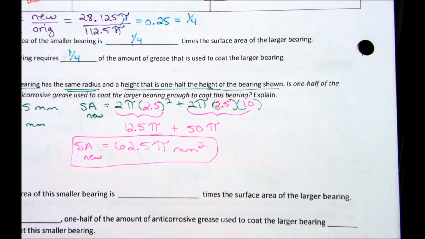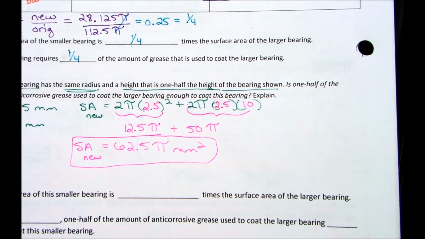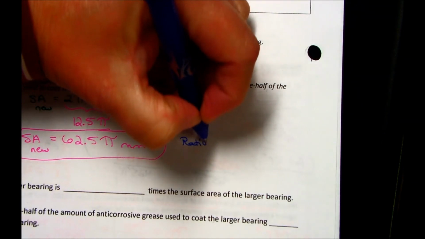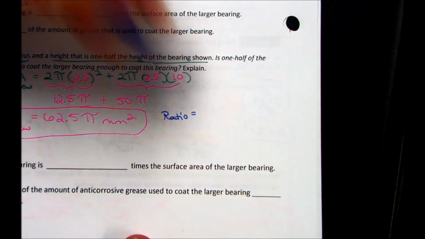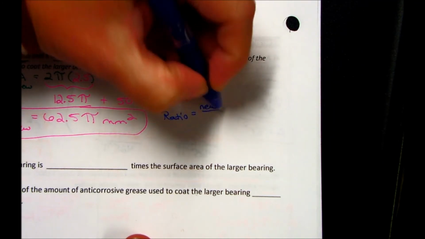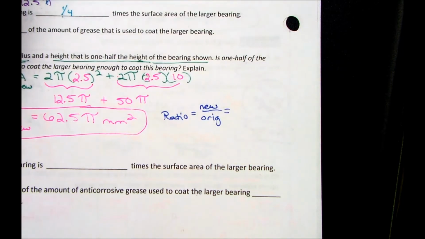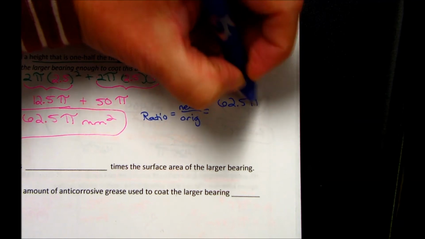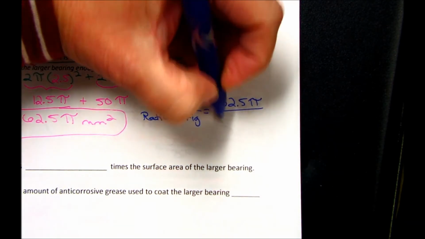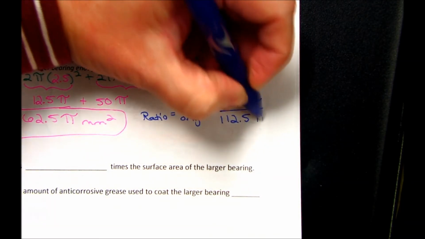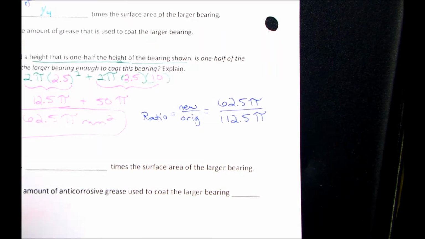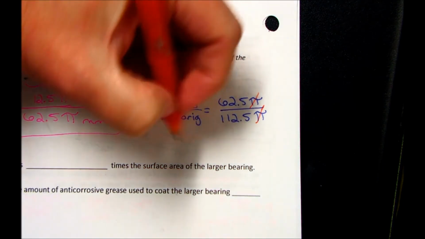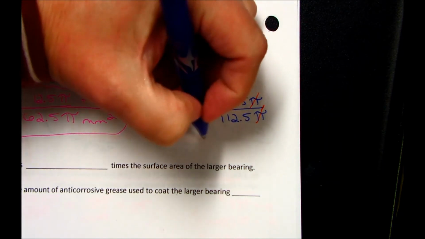And now we want to compare our new one to the original. So again, we're going to set up a ratio: the ratio of the new over the original. The new surface area was 62.5 pi. My original was 112.5 pi. And when I reduce the pi, that's nice, we can get rid of that. And then when I divide this, I do get 0.5 repeating.